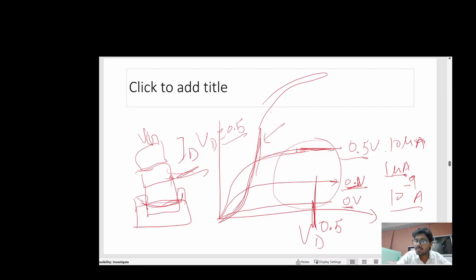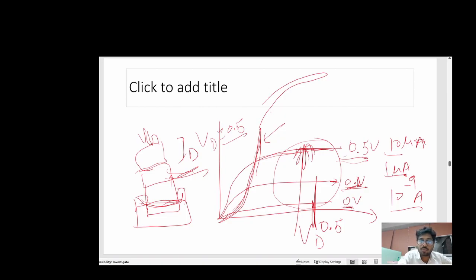VG 0.5 volt, it is 10 microamp, right? So you are increasing the current. This is the amplification behavior of this transistor. You are amplifying the current. Can you see this? This is the amplification behavior.